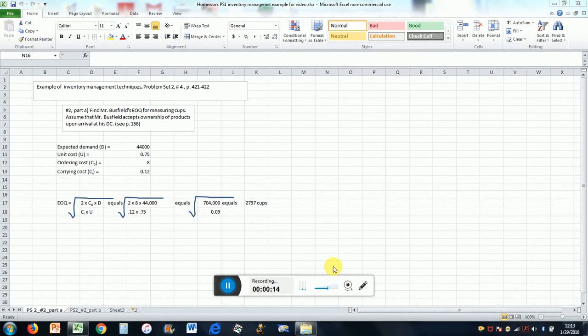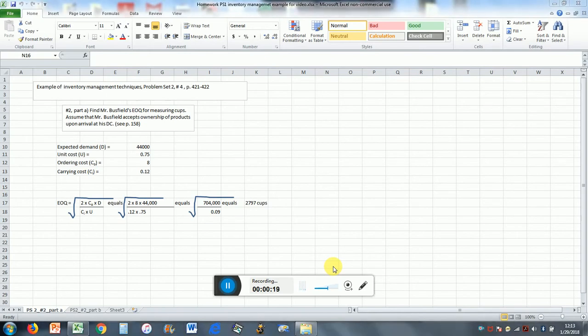Problem set 2 in your textbook, and these have to do with inventory management techniques. These problems are very similar to the ones that you'll be doing in your problem set 1 for the class. What we're going to do is show you how to compute something called EOQ, economic order quantity, and I'm taking this directly from the textbook. This is page 420 and 421, problem set 2, number 2, and I'll read the intro for you.